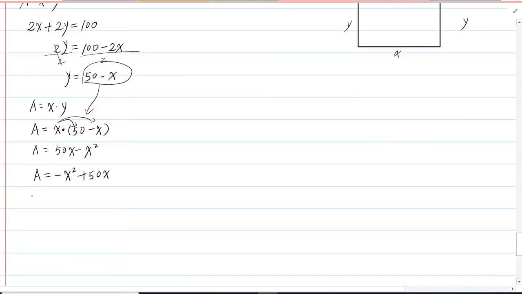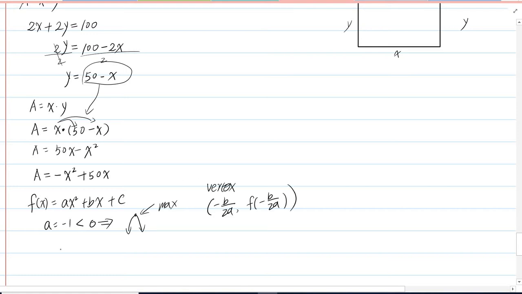Since we have been learning f of x equal to ax squared plus bx plus c form, in our case a is -1, which is less than 0, so that shows us the parabola is going to open downward. That means you're going to produce a maximum. That's what we have been learning. So now we're going to find what our x is, and then we're going to find our y. Because we can actually find this, my vertex, right? We've done this a couple of times now.